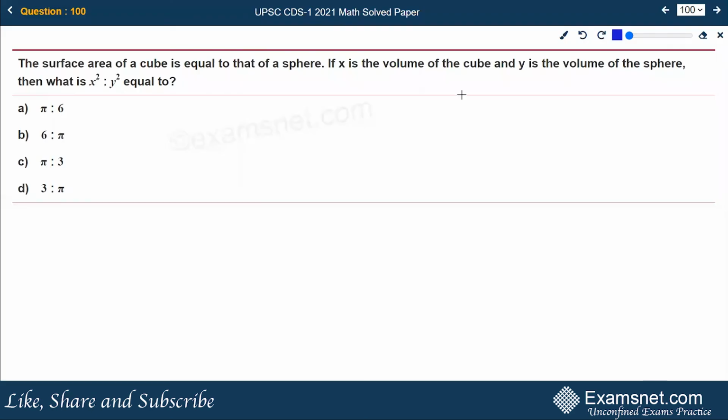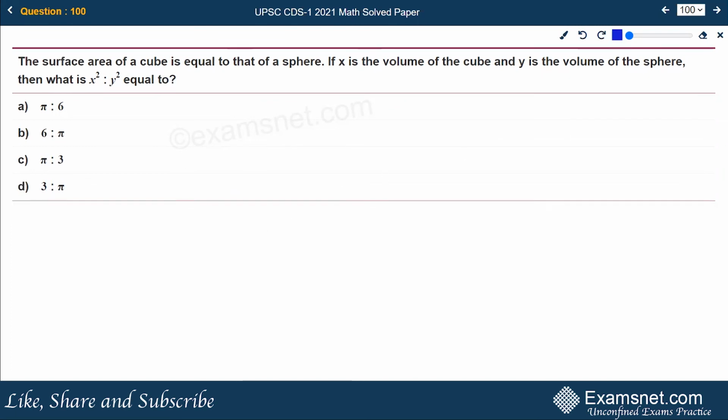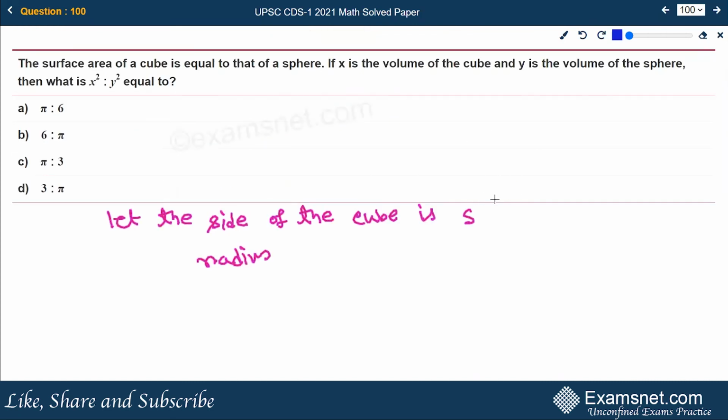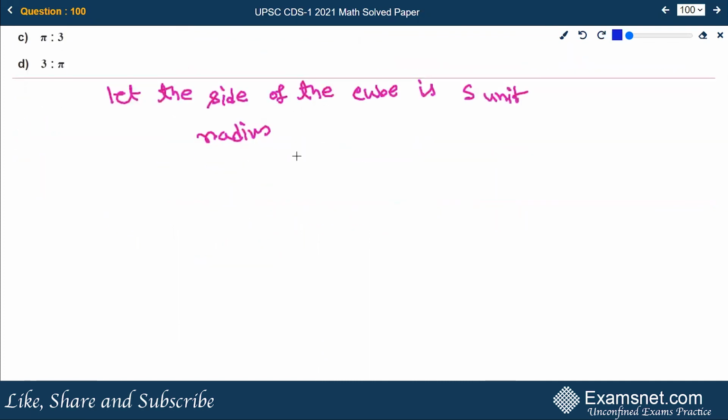In question number 100, we are given that the surface area of a cube is equal to that of a sphere. If x is the volume of the cube and y is the volume of the sphere, then what is x square is to y square equal to? We can assume the side of the cube is a unit and the radius of the sphere is r unit.